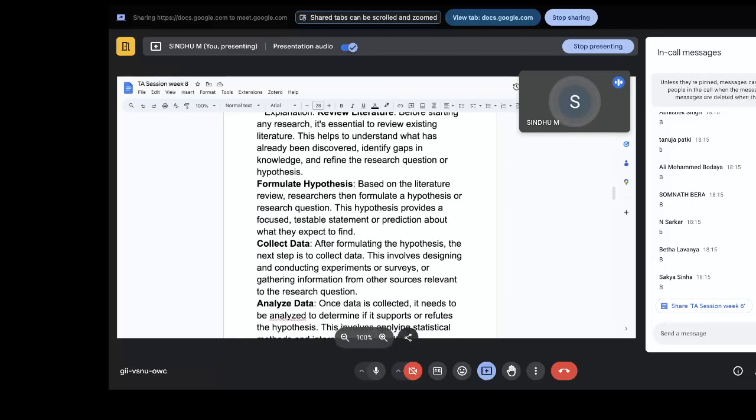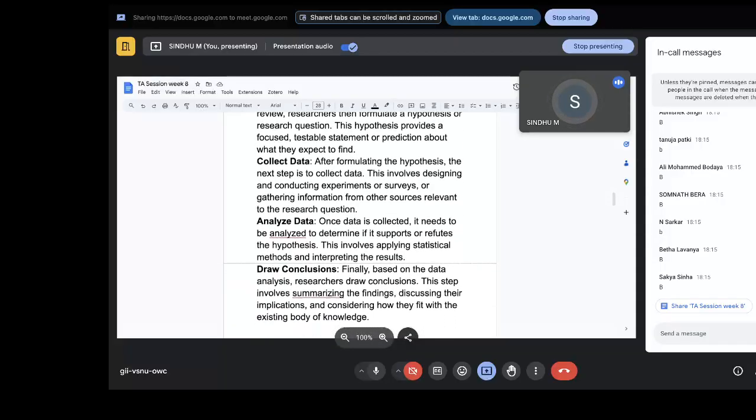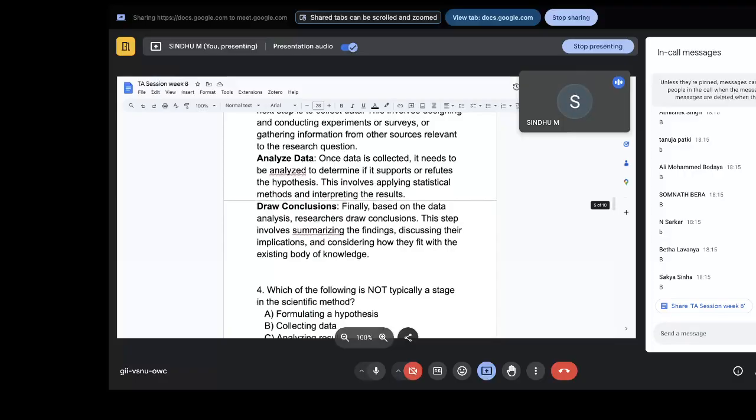If you have any doubts, you can raise your hand. Otherwise, we can go to the fourth question. Okay, I think the third question is clear to all. Let's move on to the fourth question.